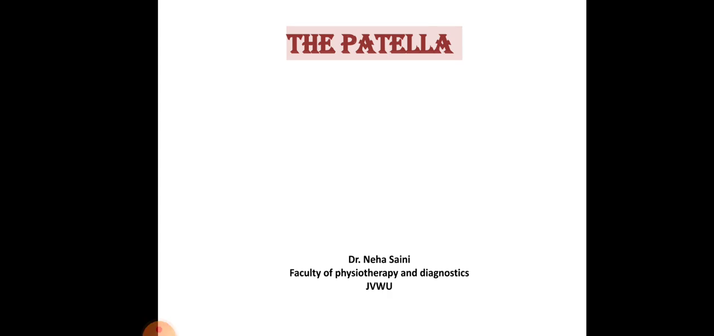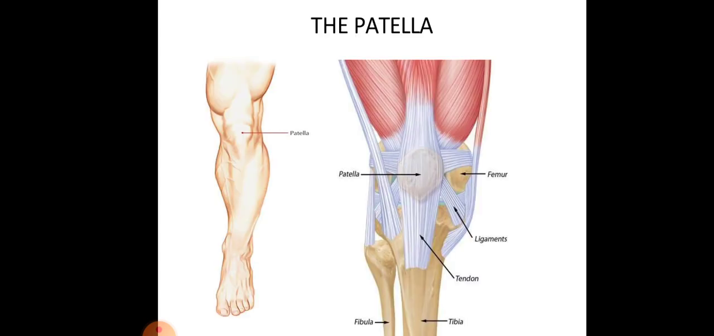Here I am going to tell you about the anatomy of the patella. So this is the patella. It is a sesamoid bone. It is located in front of the knee joint and is also known as the knee cap.